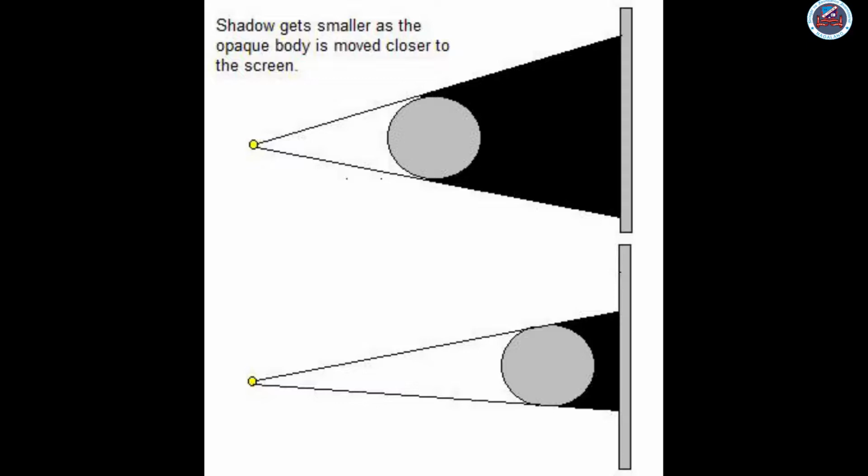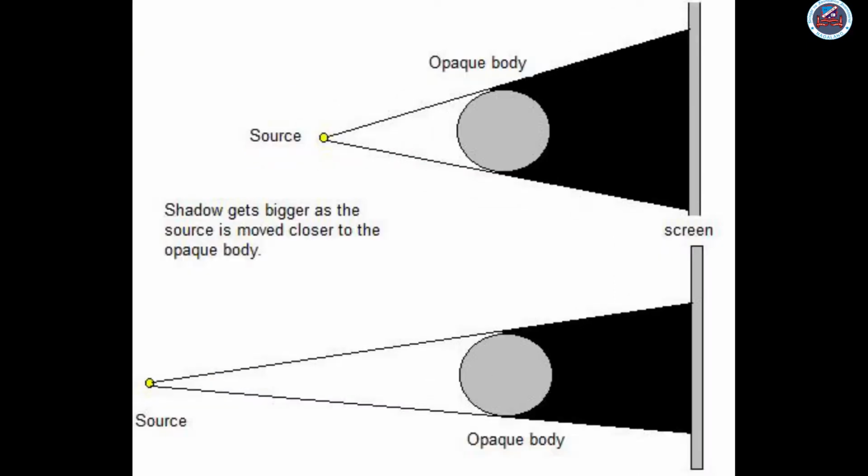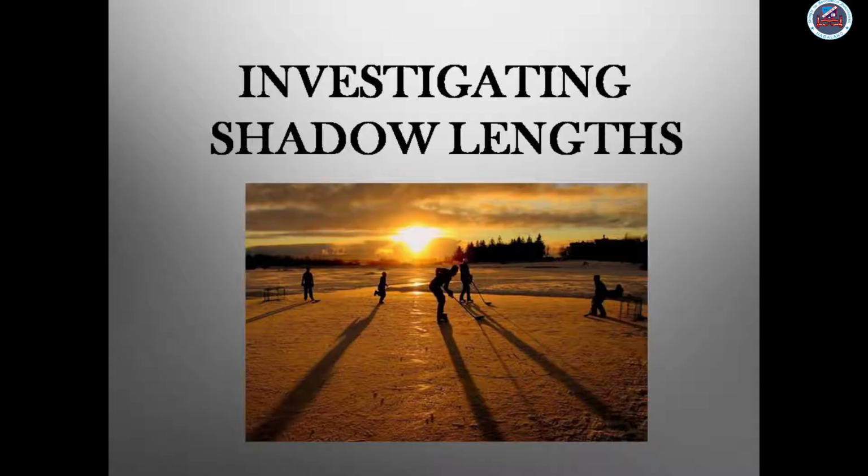If the object is closer to the screen and far from the light source, then the shadow will be smaller. If the object is closer to the light source and far from the screen, then the shadow will be bigger.